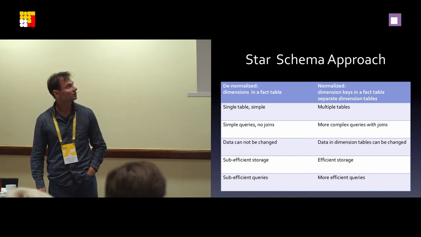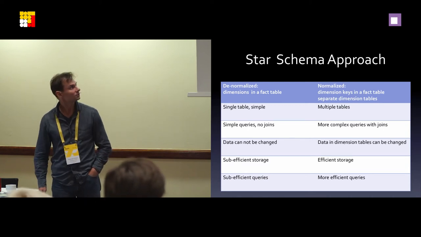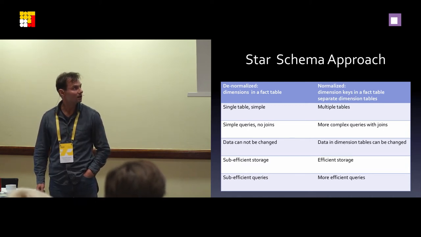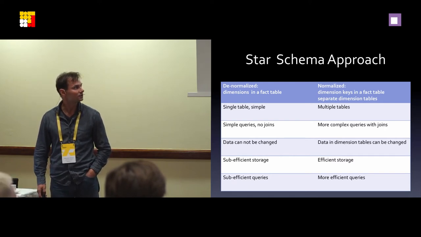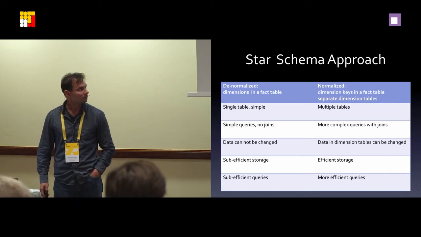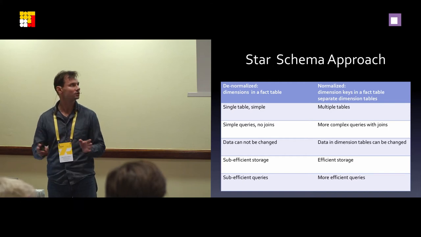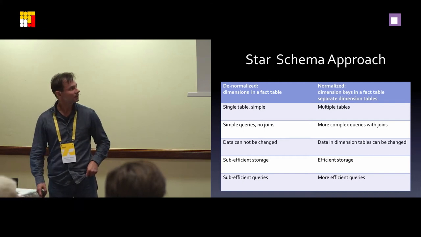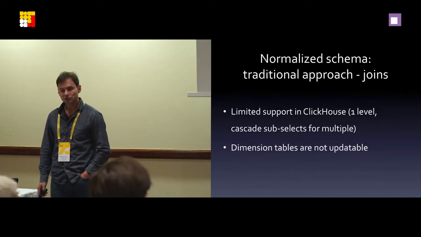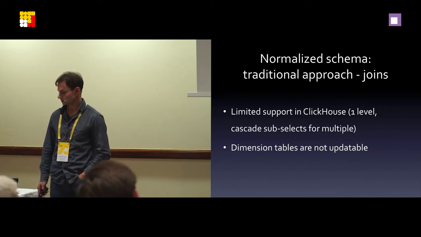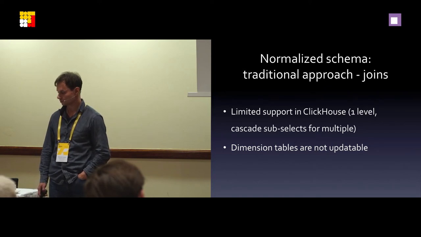If you go with a normalized design, then you have to keep multiple tables, which is not very good sometimes. Queries become more complex, but probably more familiar to SQL developers. However, what you get here is that data in dimensions can be changed, because dimension tables are usually small and you can reload them completely. You get efficient storage and more efficient queries. A traditional approach to normalized schema design is separate tables and joins. However, with ClickHouse, it doesn't work very well.